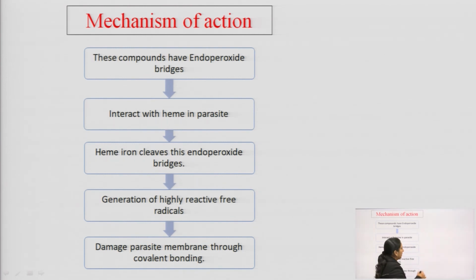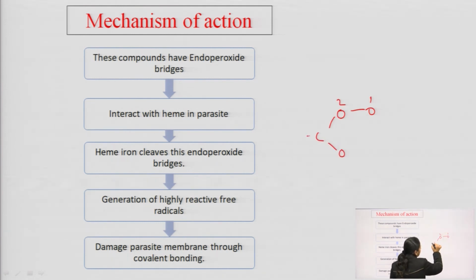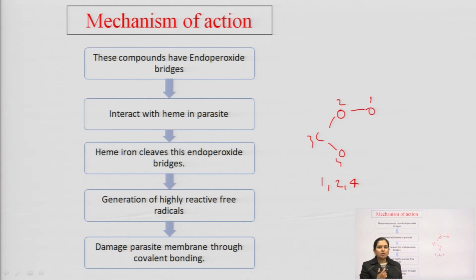As I discussed, there is a formation of 1, 2, 3 and 4. So there is a formation of a 1, 2, 4 trioxane bridge. This bridge is known as the endoperoxide bridge, which is responsible for the antimalarial activity. Now we will discuss how it is responsible.